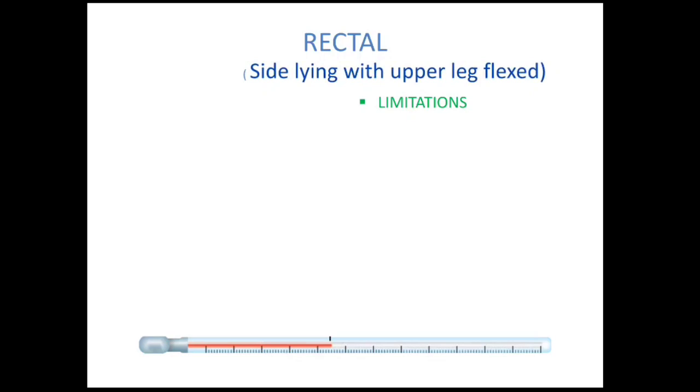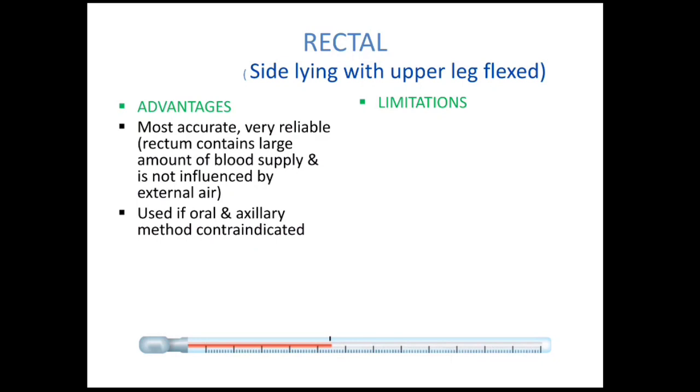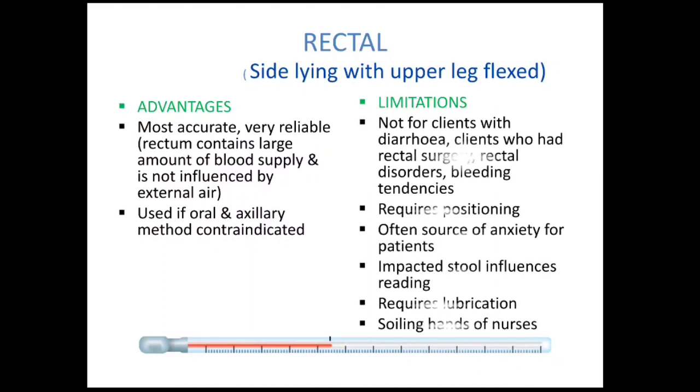Next is the rectal method. The side-lying position with the upper leg flexed is used for introducing the rectal thermometer, and the advantages include that it is the most accurate, very reliable method because the rectum contains a large blood supply. Also, we can use this method if the oral and axillary methods are contraindicated. But it has limitations: it is not used for clients with diarrhea, rectal surgery, rectal problems and bleeding tendencies.